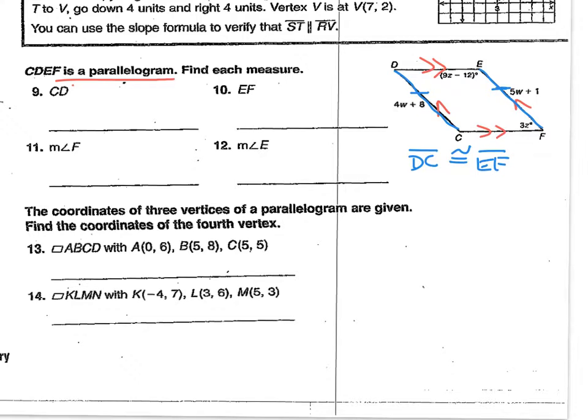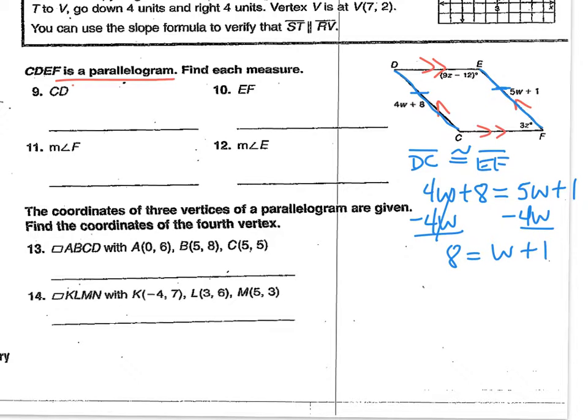Therefore, I can let both of those sides equal to each other, because if they're congruent, their measurement is equal. And then we just solve for W. So move the 4 over. So how much is 5W minus 4W? 1W, and then subtract 1 from 8, so W is 7, right?